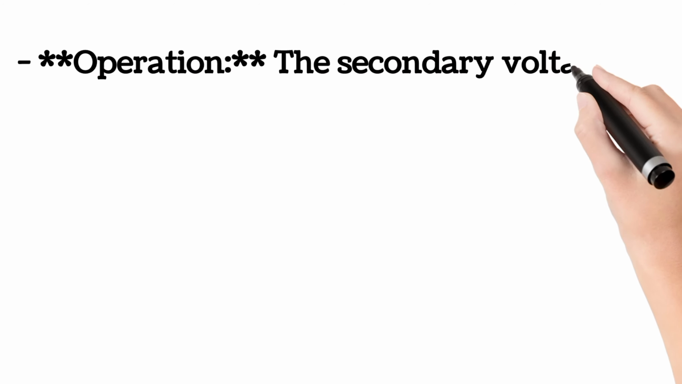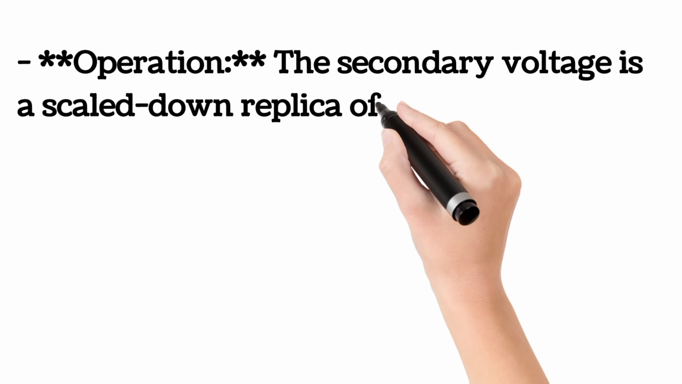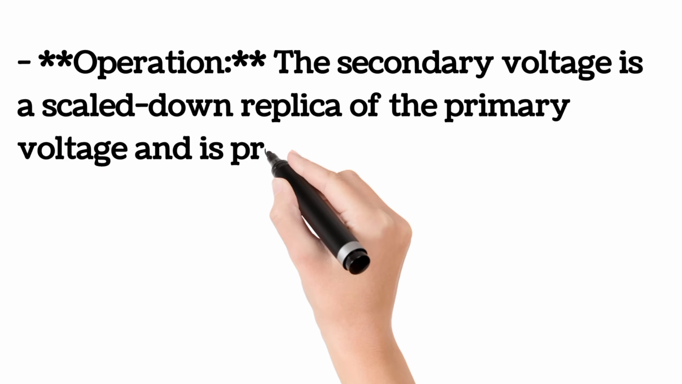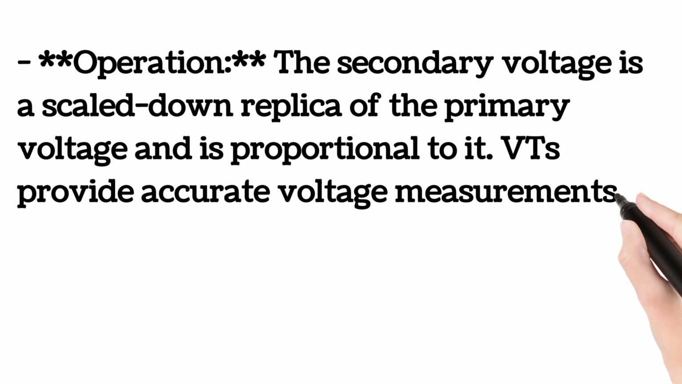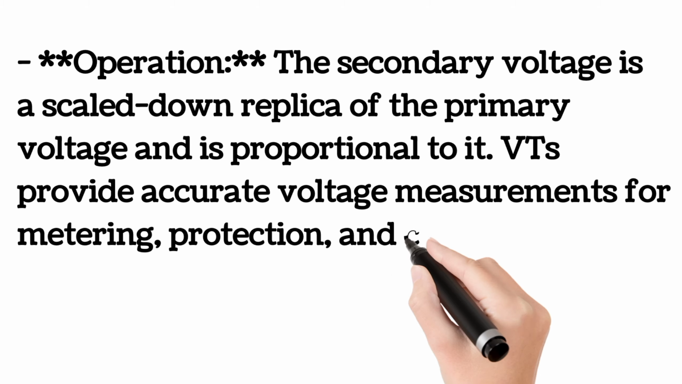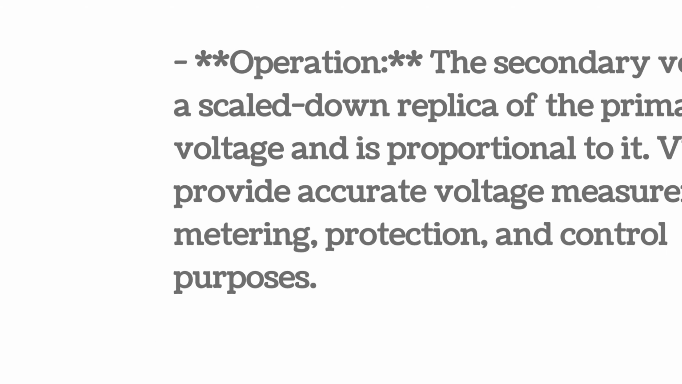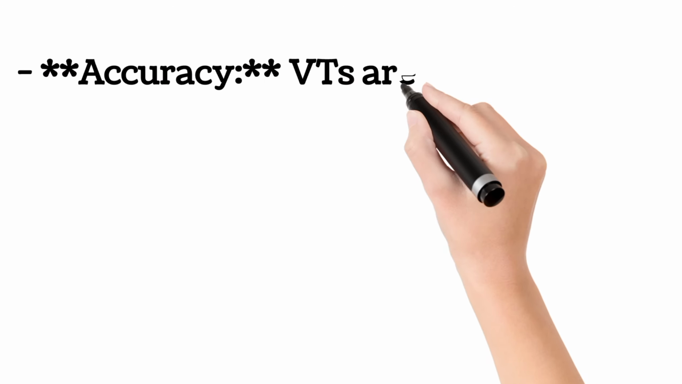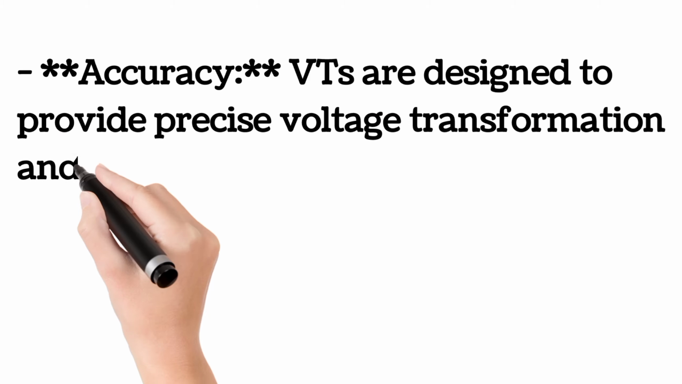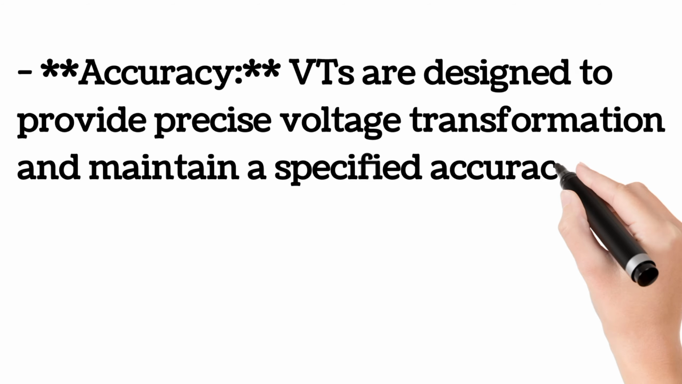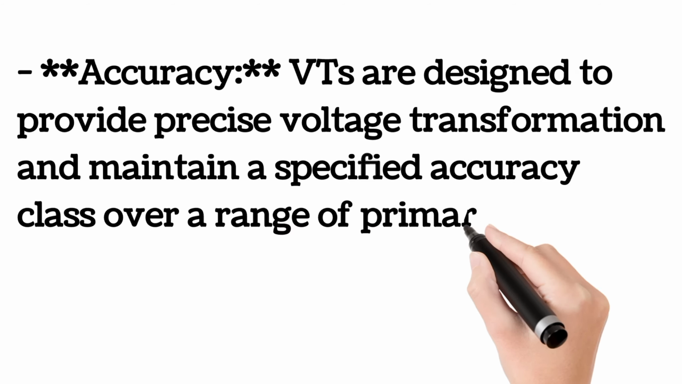Operation. The secondary voltage is a scaled-down replica of the primary voltage and is proportional to it. VTs provide accurate voltage measurements for metering, protection, and control purposes. Accuracy. VTs are designed to provide precise voltage transformation and maintain a specified accuracy class over a range of primary voltage levels.